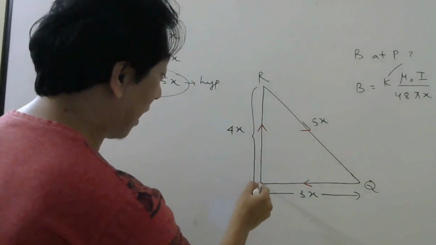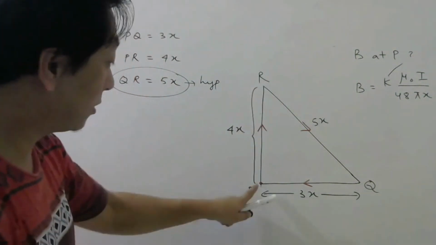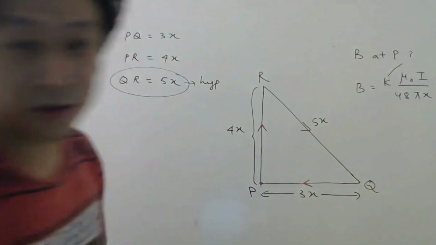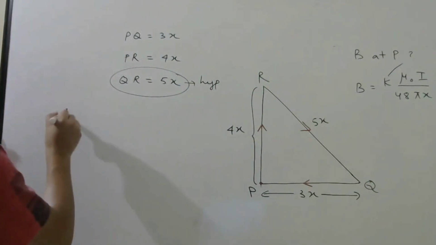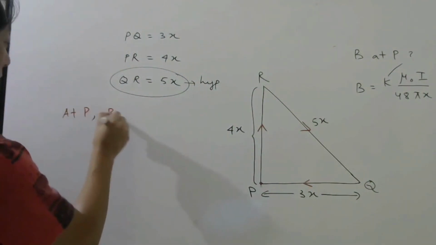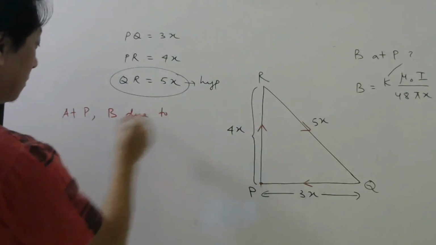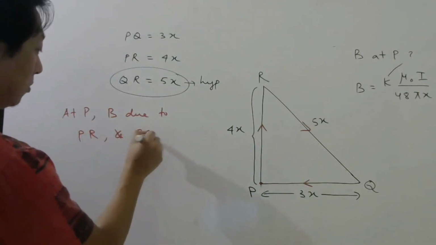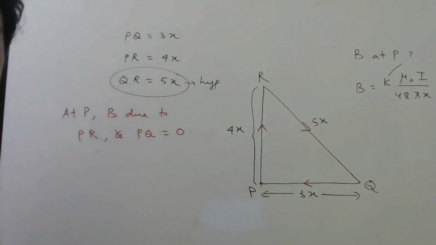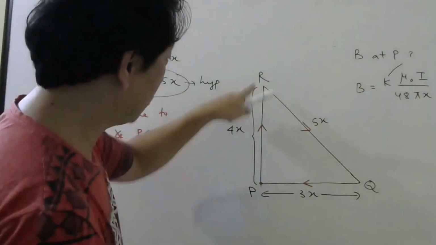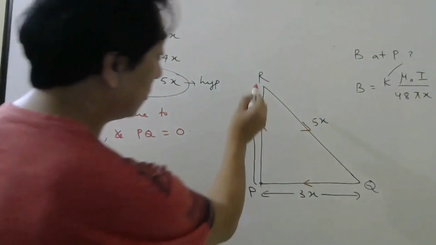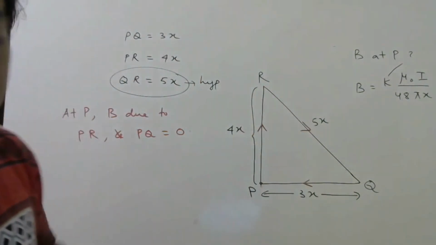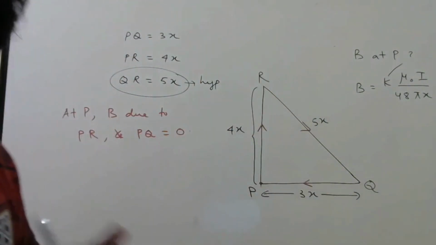Because this point lies on this wire also, this point lies on this wire also. Understood? So at P, the magnetic field due to PR and PQ will be 0. So no need to calculate the magnetic field here due to these two. Only due to RQ we have to calculate. And it is a finite wire, right?